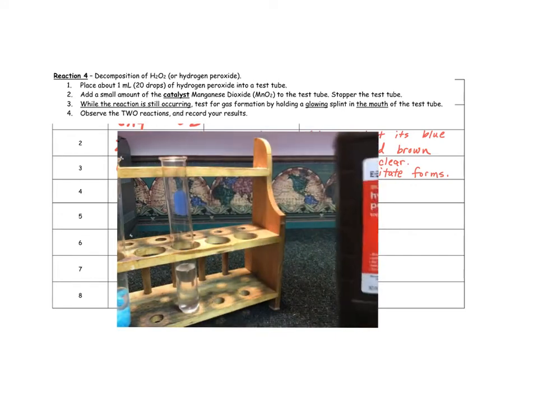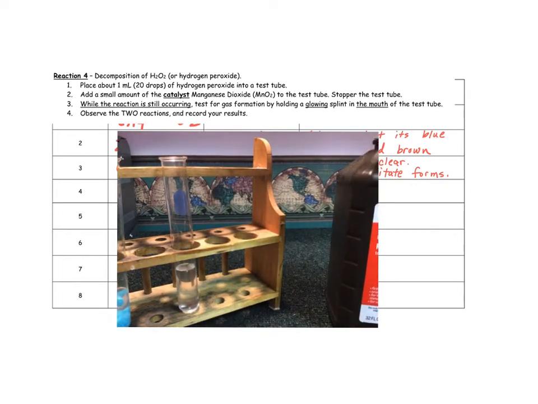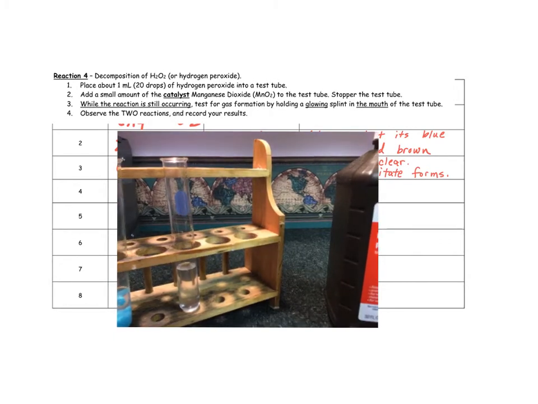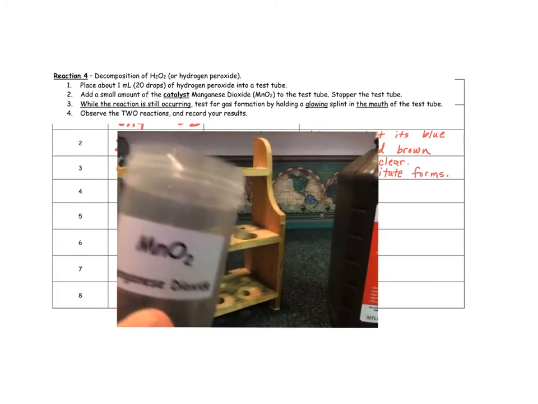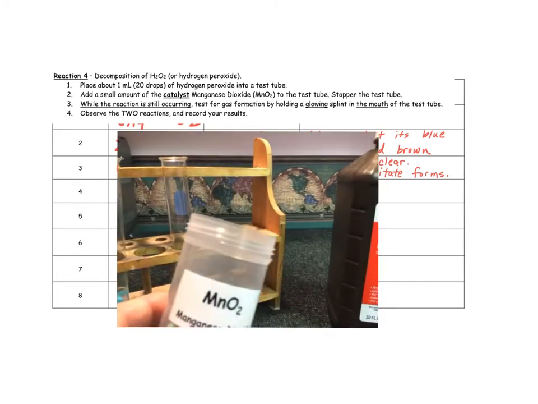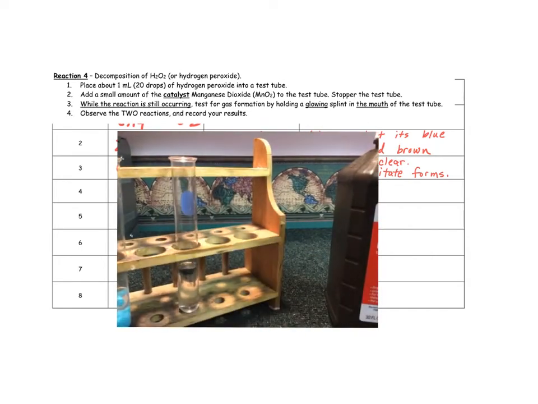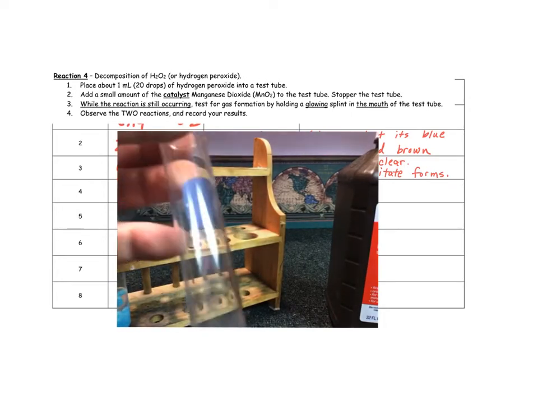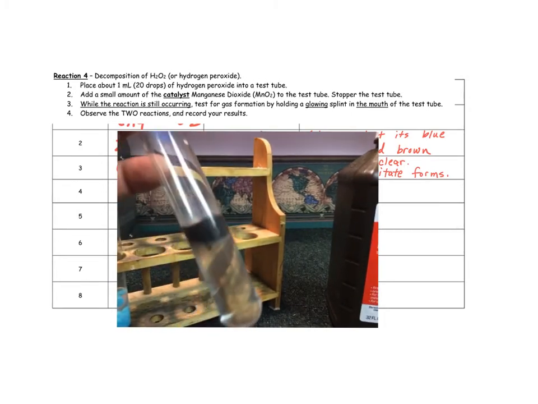We'll put a little bit into a test tube, and then we're going to add a catalyst. That's a chemical that helps a chemical reaction happen. In this case, we're going to use manganese dioxide. A small amount of that is going to go into the test tube, and it starts to bubble and fizz.